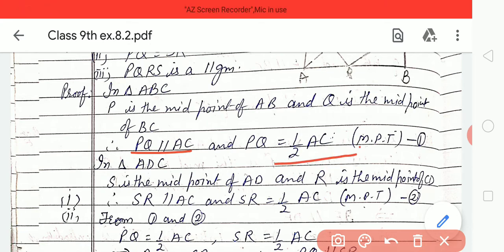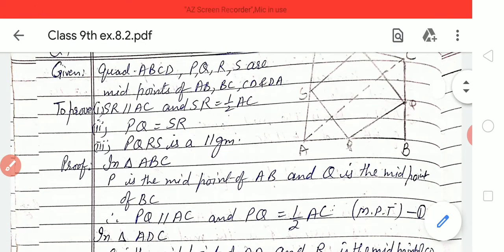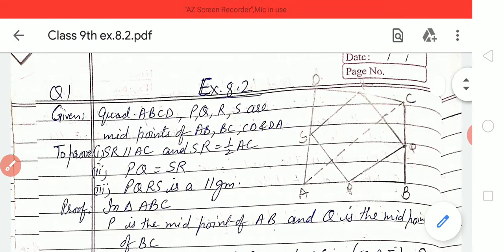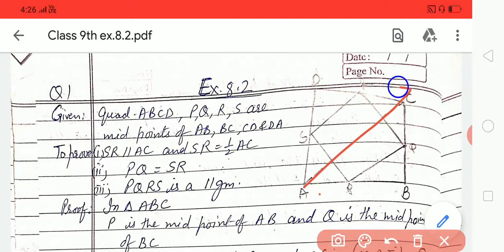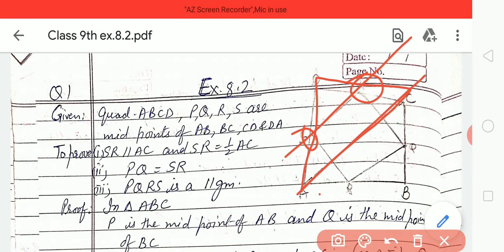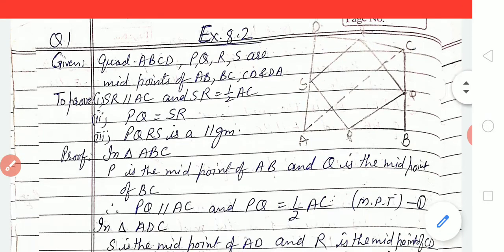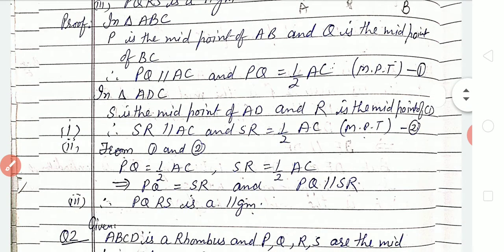Similarly, you can do this in the other triangle, ADC. So you can see the triangle ADC here. In it, S and R are the midpoints, and the line joining these two points is parallel to the third side of the triangle. This is what the midpoint theorem says. So SR is parallel to AC and also half of AC, right?